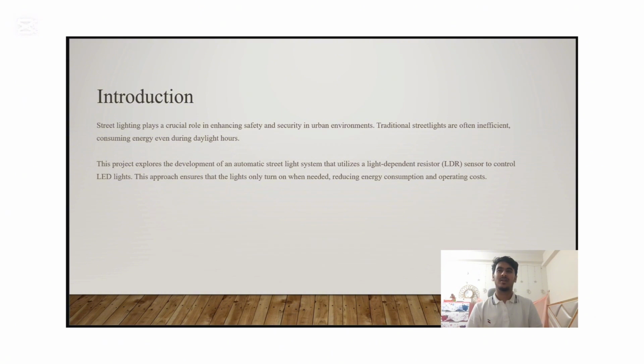By detecting the ambient light level, the LDR enables the system to activate street lights only when natural light is low, below a certain threshold, thereby optimizing energy usage and reducing expenses. Implementing such an automated system not only conserves energy but also contributes to environmental sustainability by lowering carbon emissions associated with electricity production.